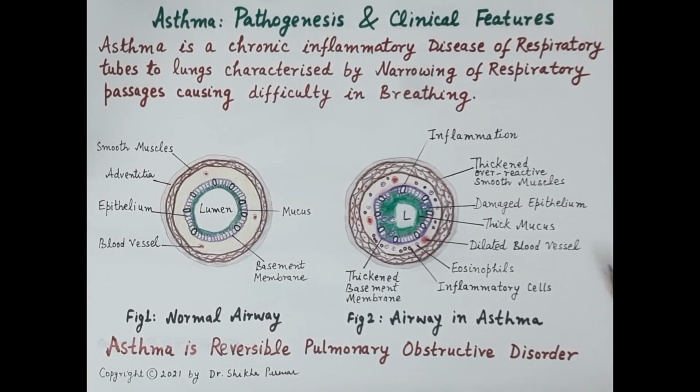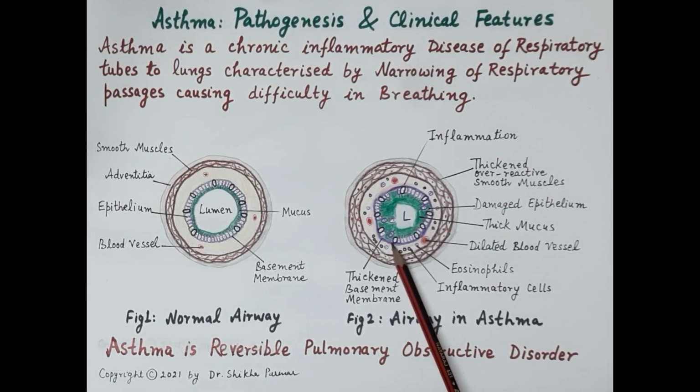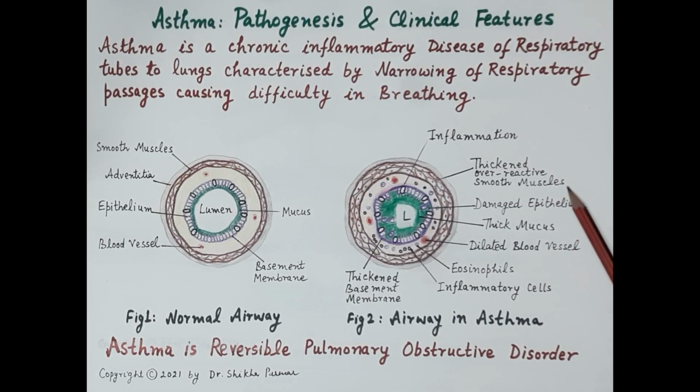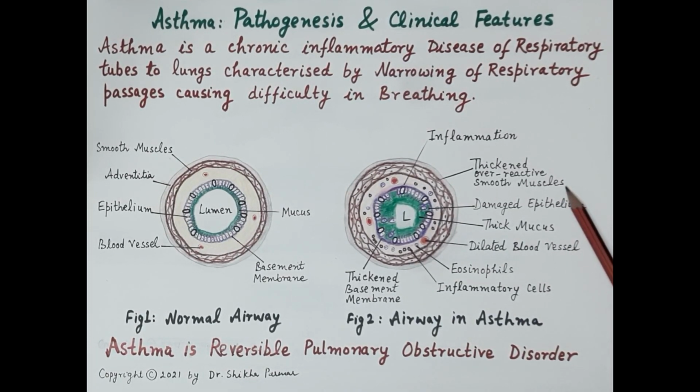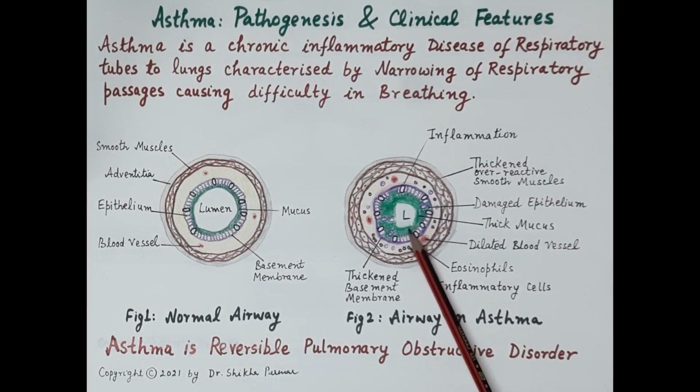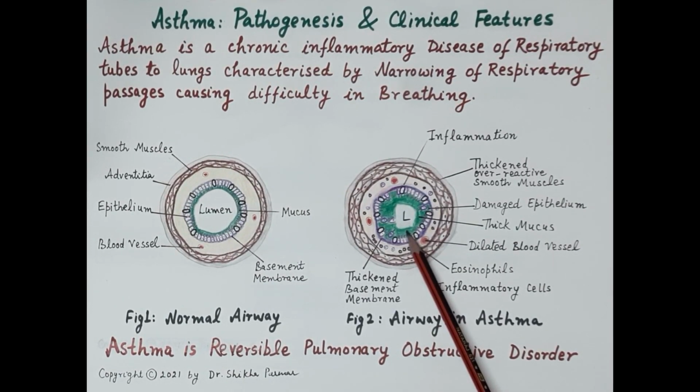Now the basement membrane, shown here in purple color, also becomes very thick, and further there is thickening and overreactivity of smooth muscles, and therefore the smooth muscles contract. Contraction of the smooth muscles causes bronchoconstriction, that is narrowing of the lumen, and because of the narrowing of the bronchial lumen, there is difficulty in breathing. And further, because of the inflammation, there is excess secretion of mucus.